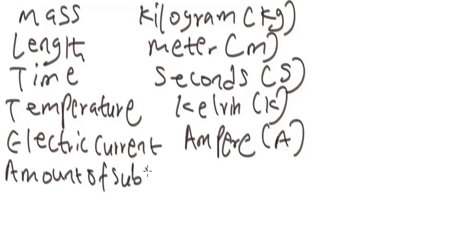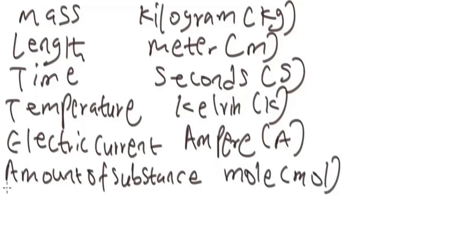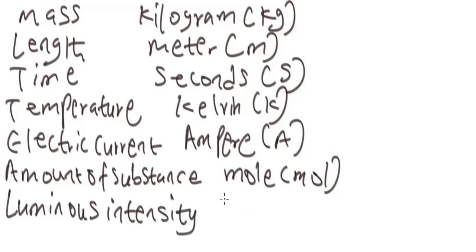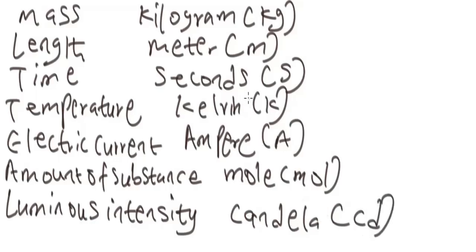The unit of amount of substance is mole. Short form is mol. Okay, we also have our luminous intensity. So the unit of luminous intensity is candela. Short form is cd. Alright, so these are the 7 fundamental quantities we have in physics.